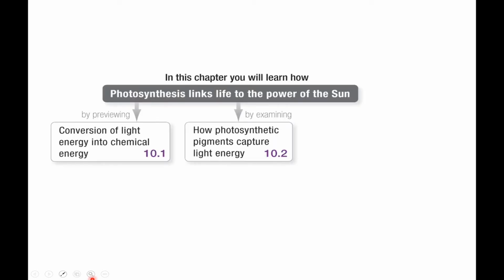In this video, we're going to talk more about light and pigments and their role in photosynthesis. The previous video you watched introduced you to photosynthesis as a process that converts light energy into chemical energy. Now we're going to take a closer look at how photosynthetic pigments capture light energy.